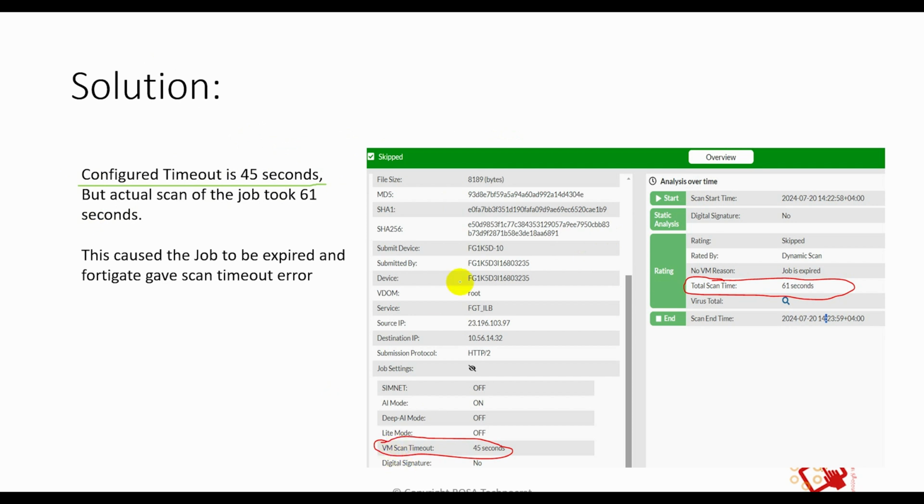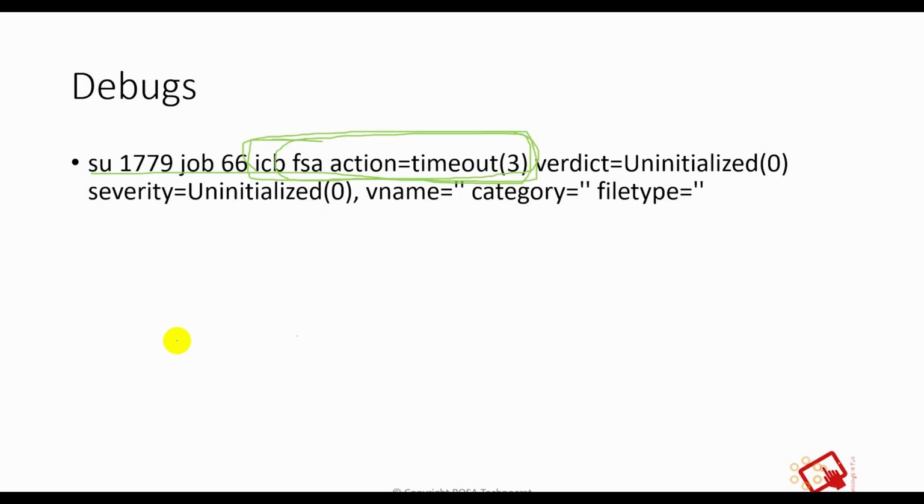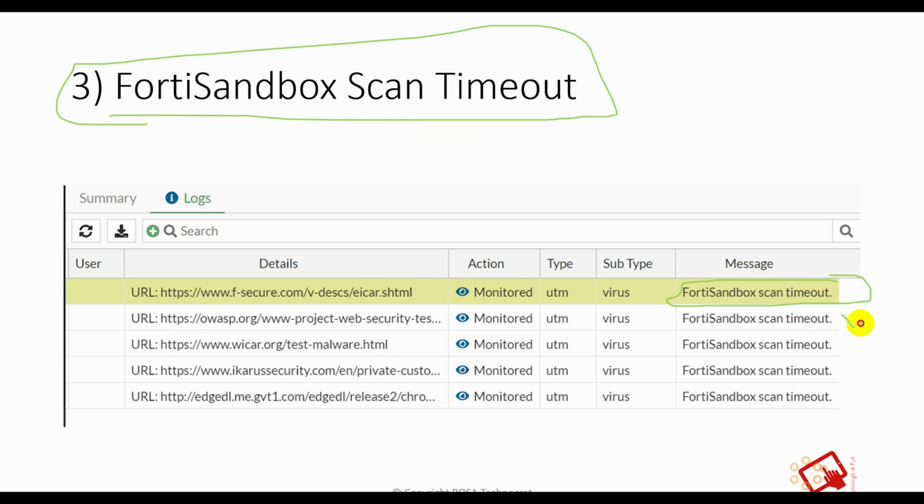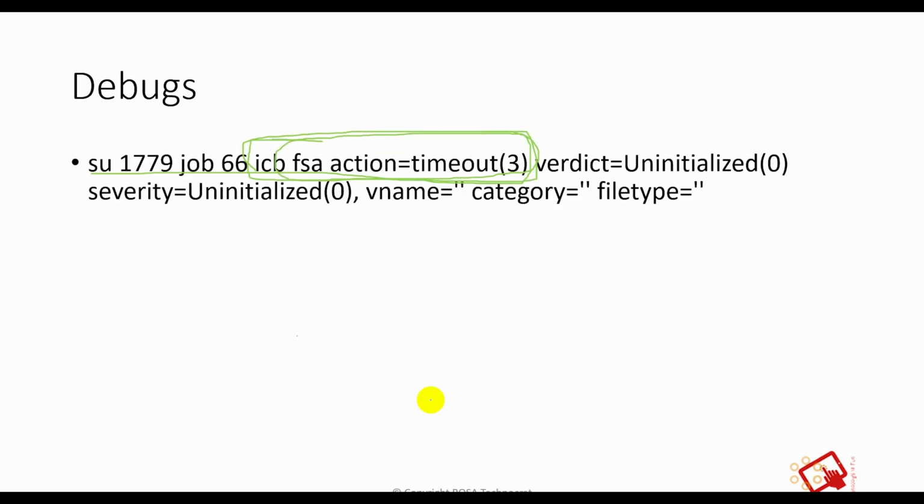If you go into the FortiSandbox and check the job detail of that particular scan, the VM scan timeout is 45 seconds. But the VM took 61 seconds in the dynamic scan, which is greater than the 45 seconds, and this job expired. So because the time taken to complete the job within the VM was greater than the configured timeout, in those cases on the FortiGate you will see a FortiSandbox scan timeout error. Hope it's clear.